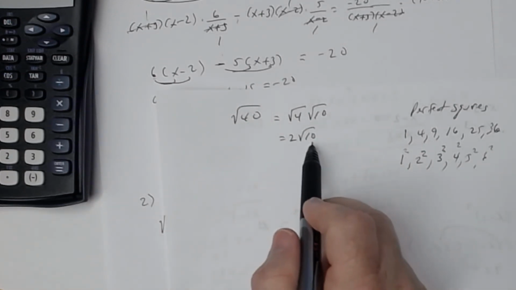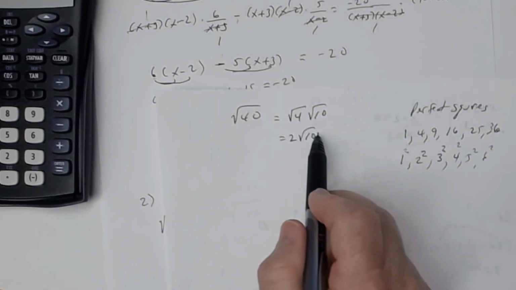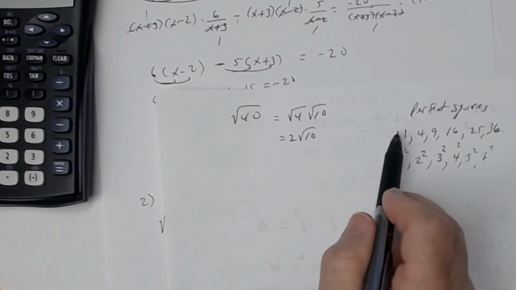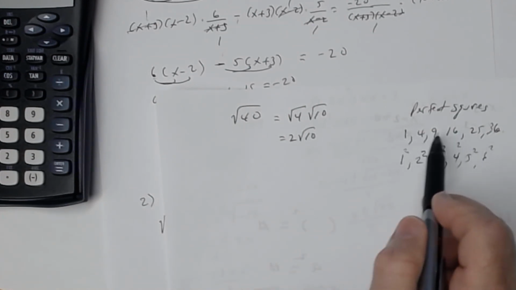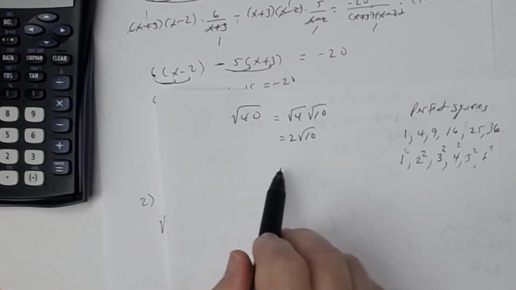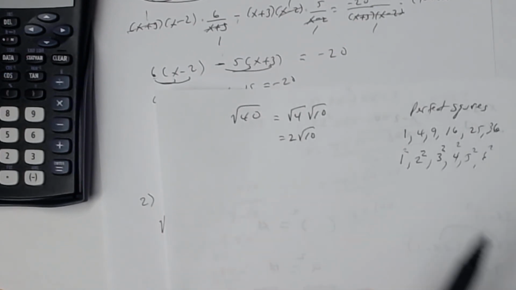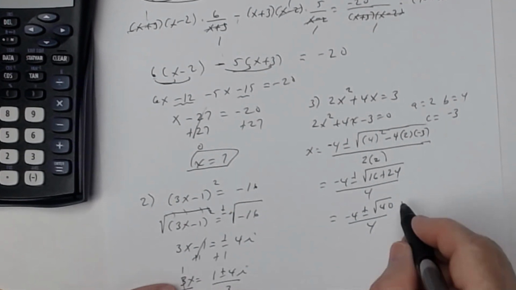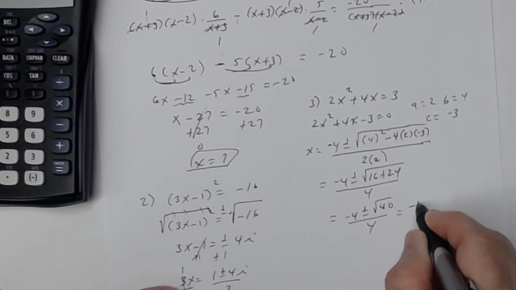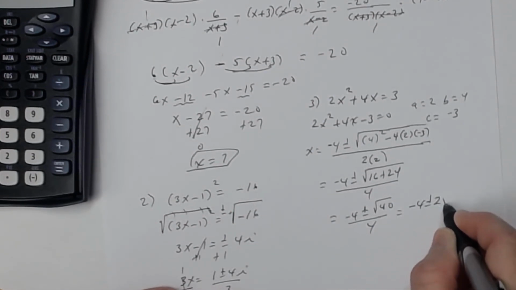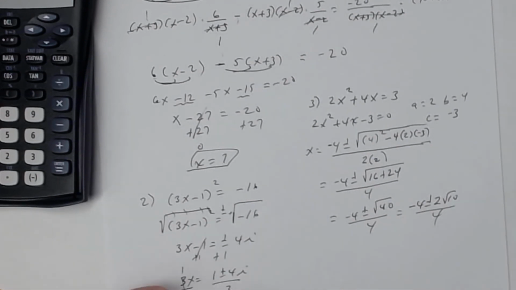You cannot simplify the square root of 10 because, besides 1, there is no other perfect square that goes into 10 evenly. And so that's how you're going to rewrite the square root of 40. It's going to say 2 square root of 10. So what I needed to see was this now. I need to see you say negative 4 plus or minus 2 square root of 10 divided by 4.